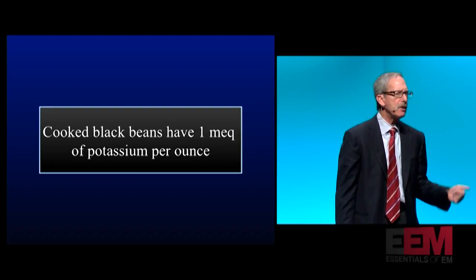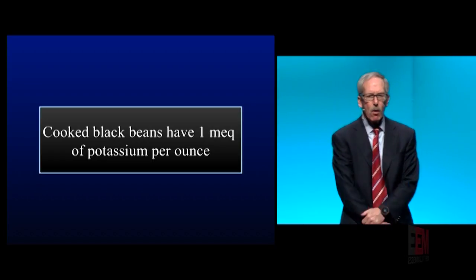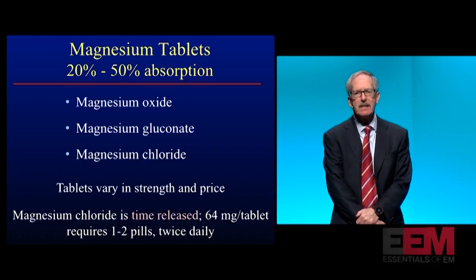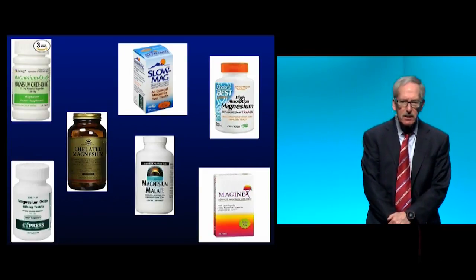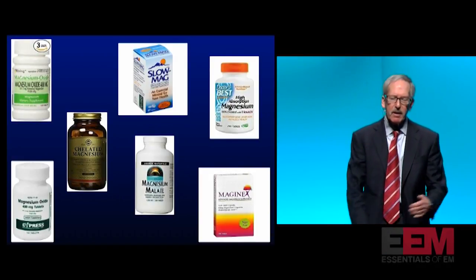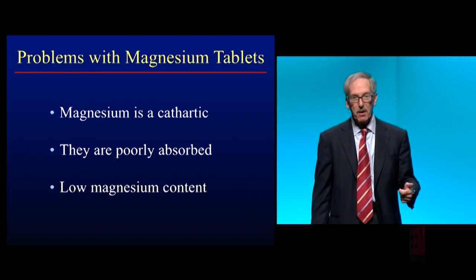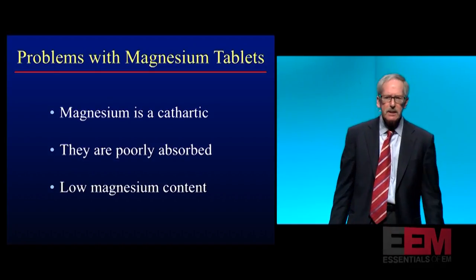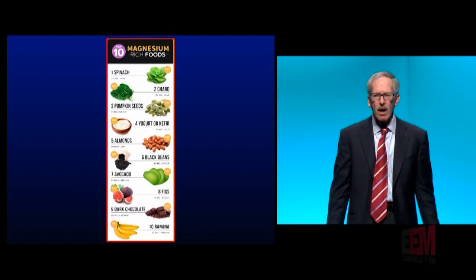For those of you that have patients that have legumes and have beans in their diet, cooked black beans have 1 milliequivalent of K per ounce. Similarly, there's lots of magnesium tablets out there, time-release tablets, slow mag, magmaliate, high concentrated magnesium, but they're not going to take them. Magnesium is a cathartic. They're not going to respond to this. They will respond, and then they won't respond. They're poorly absorbed, and they have really, really low magnesium content. And not only is it low and poorly absorbed, but when it is absorbed, patients are non-compliant.